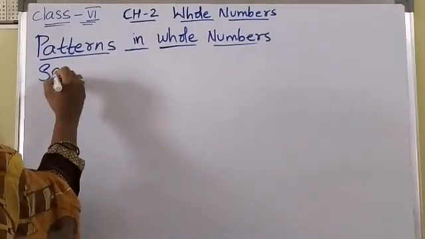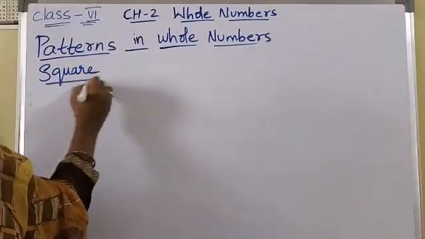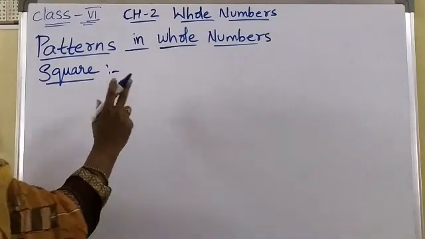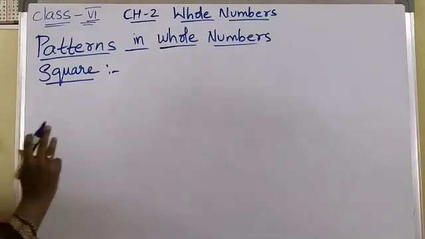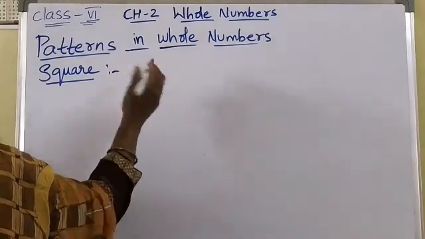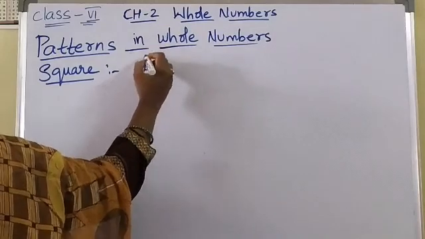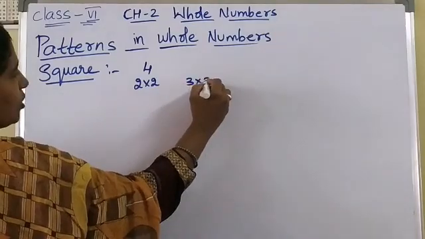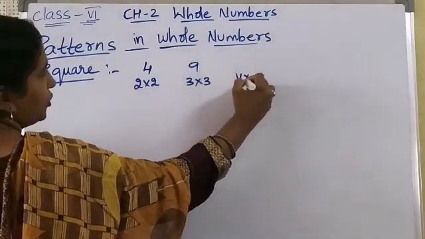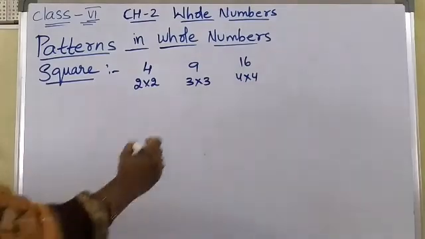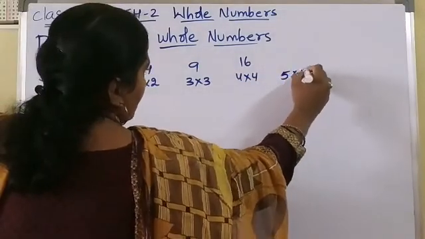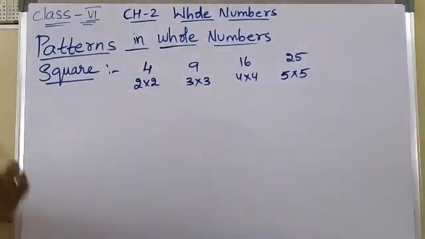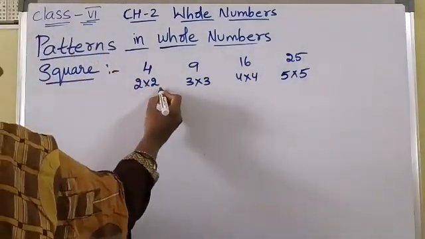Coming to the next one, square. The perfect square whole numbers can be represented in the shape of a square with the help of dots. Some numbers are shown as a square using dots. For example, 4. See, 4 is nothing but 2 into 2. Next, 3 into 3 is what? 9. 4 into 4, 16. Similarly, 5 into 5 means 25. Here, the number of rows and the number of columns are the same. So, these numbers are square numbers.